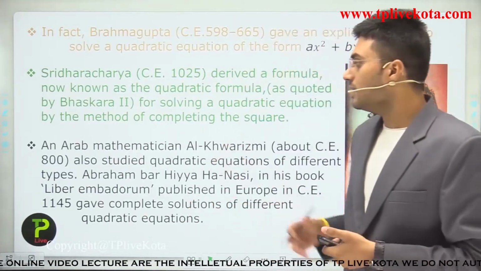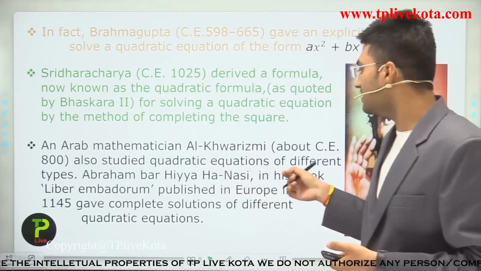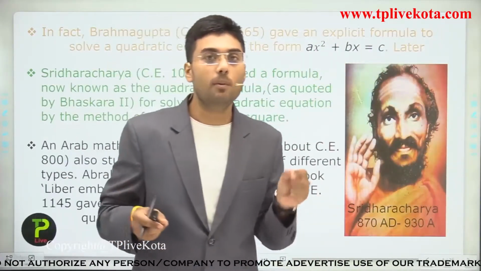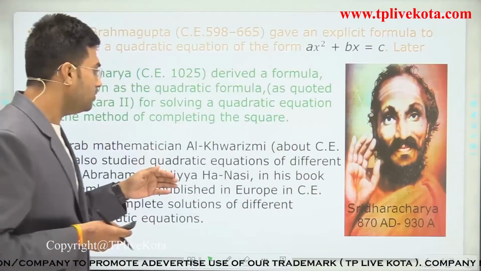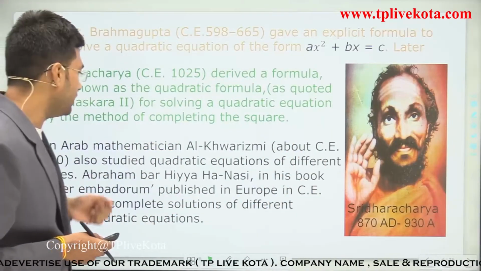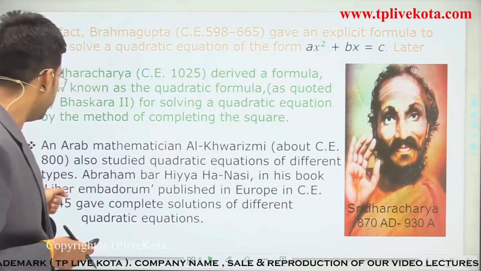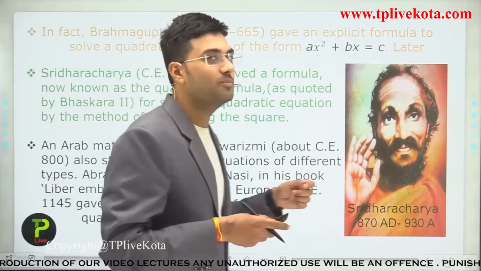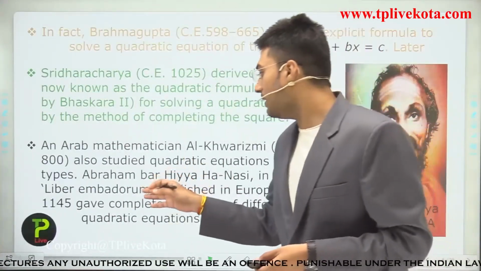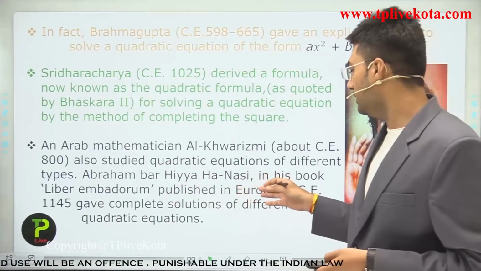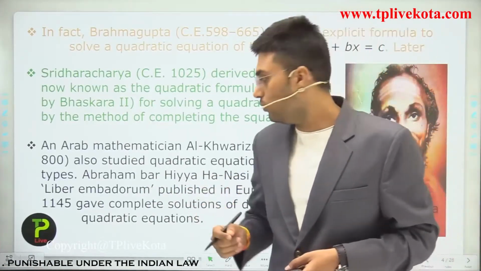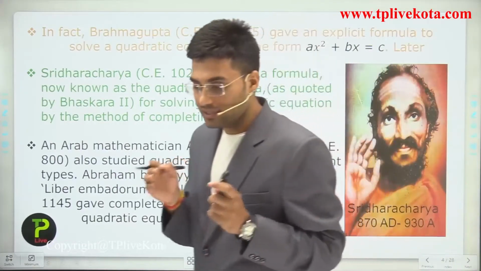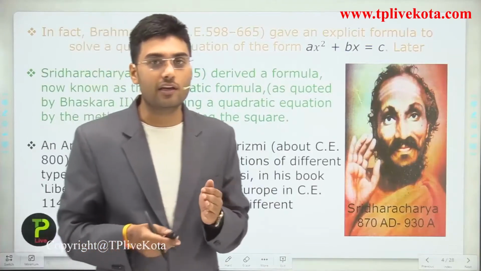Now after this, the Arab mathematician Al-Khwarizmi, whom we introduced at the start of the chapter on polynomials, about CE 800 also studied quadratic equations of different types. Abraham Bar Hiyya Ha-Nasi, in his book Liber Embadorum, published in Europe in CE 1145, gave a complete solution of different quadratic equations. So this is all about the history of quadratic equations.